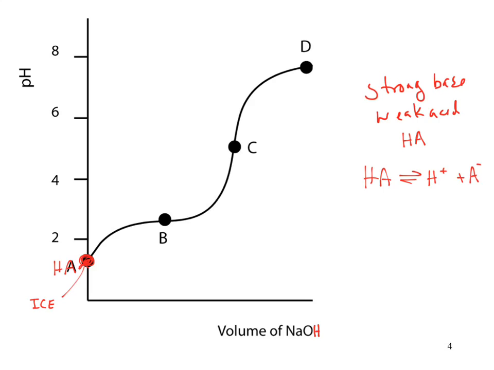Now what can we do? Is there any other point on this curve that we could identify? Okay, we could label the equivalence point. Where is the equivalence point? C is our equivalence point. What happened to get us to the equivalence point?